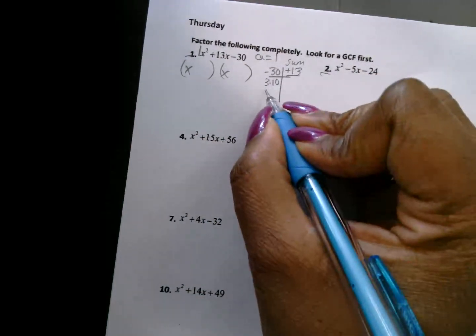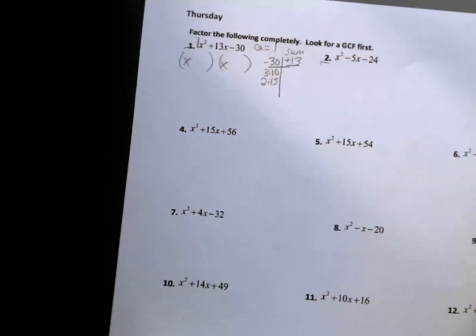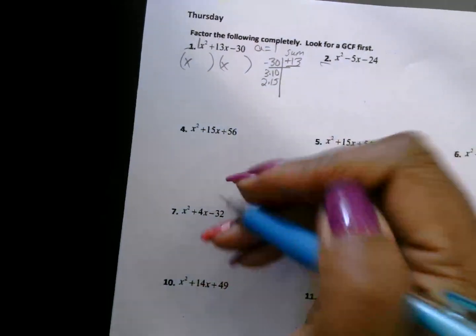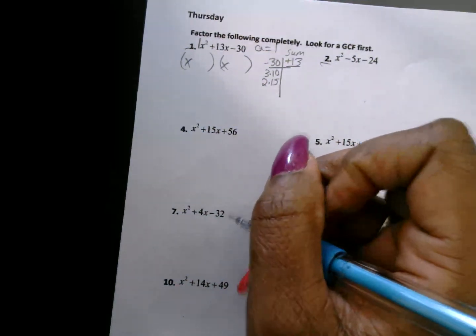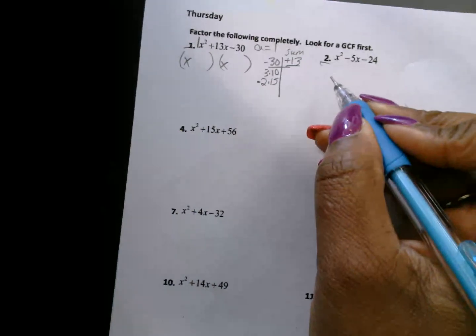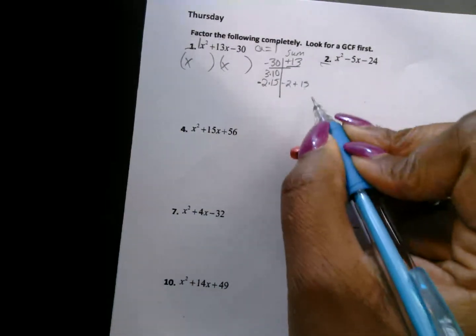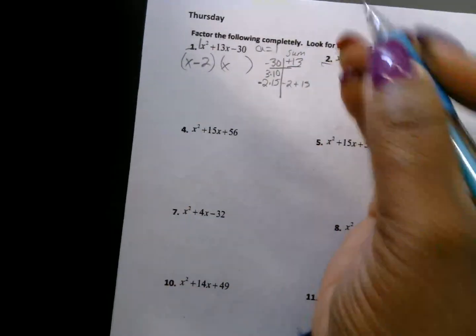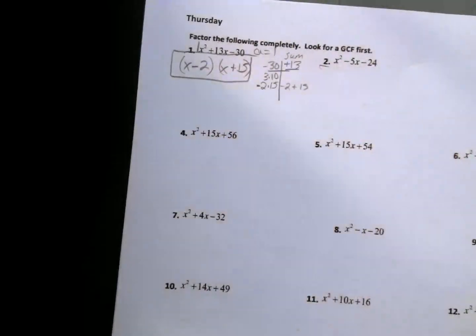That's not going to work because one would have to be a negative. Okay. What about 2 and 15? Would that work? In order to get a negative 30, one of them has to be a negative number. Which one can we make a negative so that you still get a positive 13? The 2, because negative 2 plus a positive 15 equals positive 13. So you're going to put minus 2 in one and plus 15 in the other. This is your factor. Do you understand?